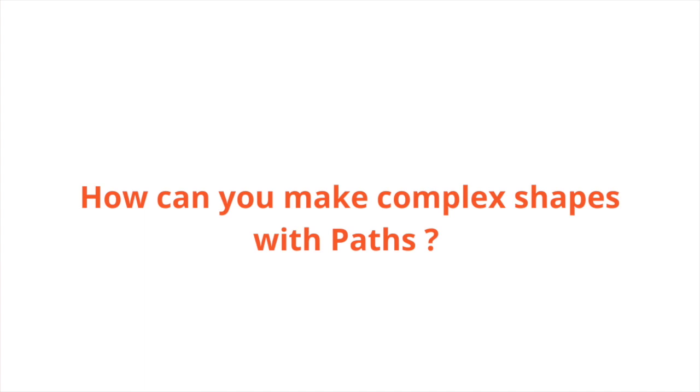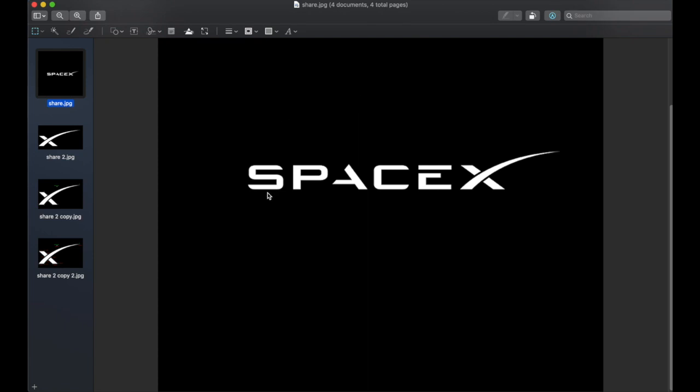Today we're going to look at how to make complex shapes using paths. This is something that can be very useful if you don't want to design something from scratch and instead want to do it programmatically. So as an example, we're going to look at the SpaceX logo as a good example of a complex shape we can use.